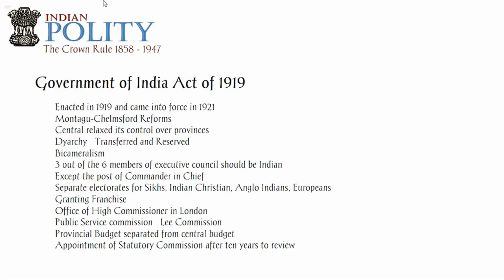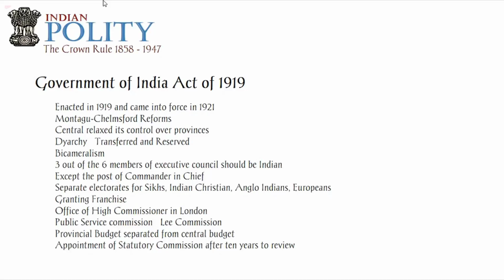It also postulated that 3 out of 6 members of the Viceroy's Executive Council should be Indian, whereas the Commander-in-Chief was reserved. Separate electorates for Sikhs, Indian Christians, Anglo-Indians and Europeans were provided. Franchise was granted to a limited number of people on the basis of property, tax and education. A new office of the High Commissioner for India was created in London, and some functions were to be performed by the Secretary of State for India.